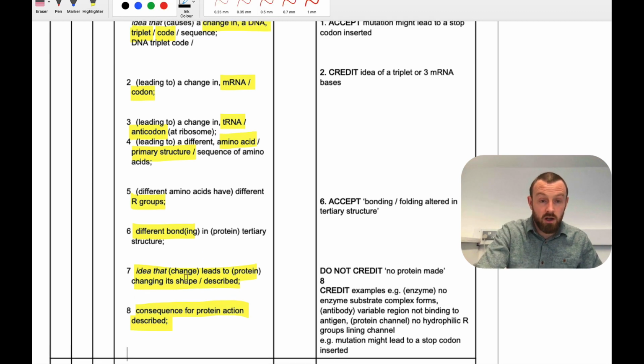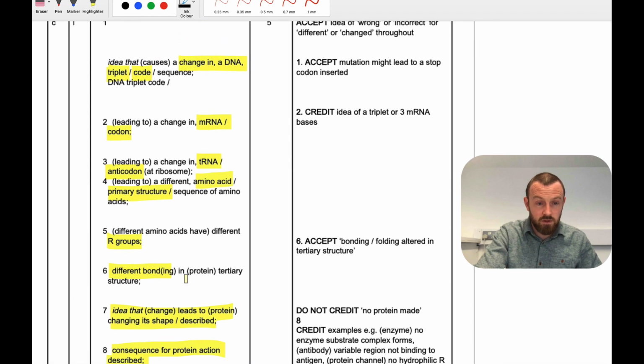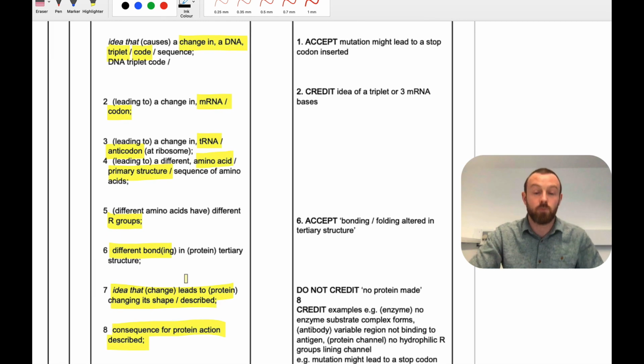Okay, so those are all the marks available there. There are lots of marks. I'll just go back to there so you can see them all. And if you need to have a little look, pause and have a look for yourself.